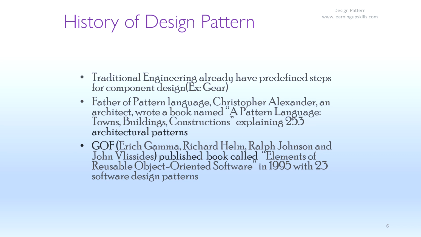History of design pattern. Traditional engineering already has predefined steps for component-based design. For example, in designing gears, predefined steps are available to the engineers. But in software engineering, we don't have any concrete design steps to follow. The father of pattern language, Christopher Alexander, an architect, wrote a book named A Pattern Language: Towns, Buildings, Construction, explaining 253 architectural patterns. Likewise, in software engineering, the Gang of Four in 1995 published a book called Elements of Reusable Object-Oriented Software.